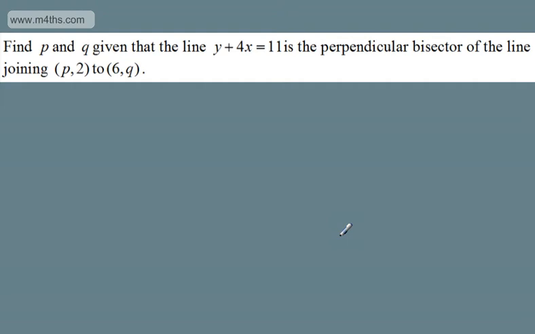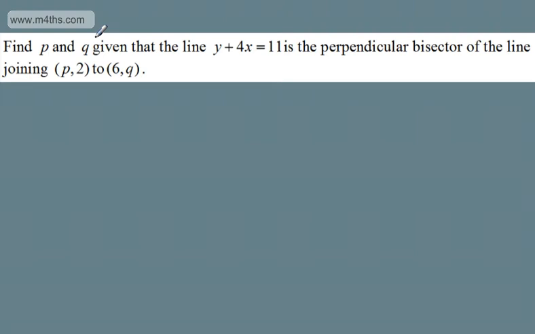In this video, we're going to do an extension question on coordinate geometry. We're asked to find P and Q given that the line y plus 4x equals 11 is the perpendicular bisector of the line joining (P, 2) to (6, Q). We've got two unknowns to find. We need to find P and Q.